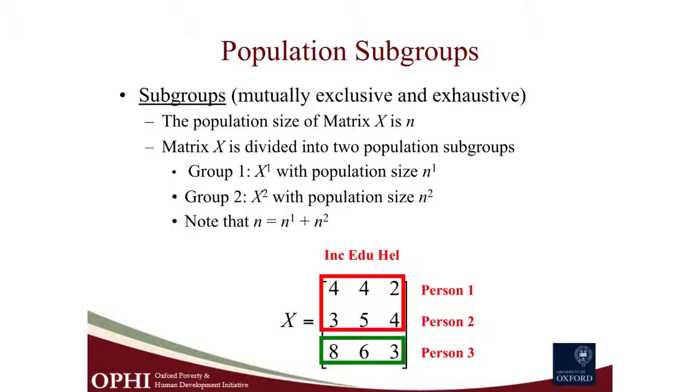So you can see these two groups here. If you have the achievement matrix here where you have 3 dimensions and 3 people, then you may divide them in such a way that the first group, which is red here, contains 2 persons and the green group contains 1 person. Look, it is exhaustive because we have exhausted the entire population, and of course it's mutually exclusive. There is no overlap between these two sets.